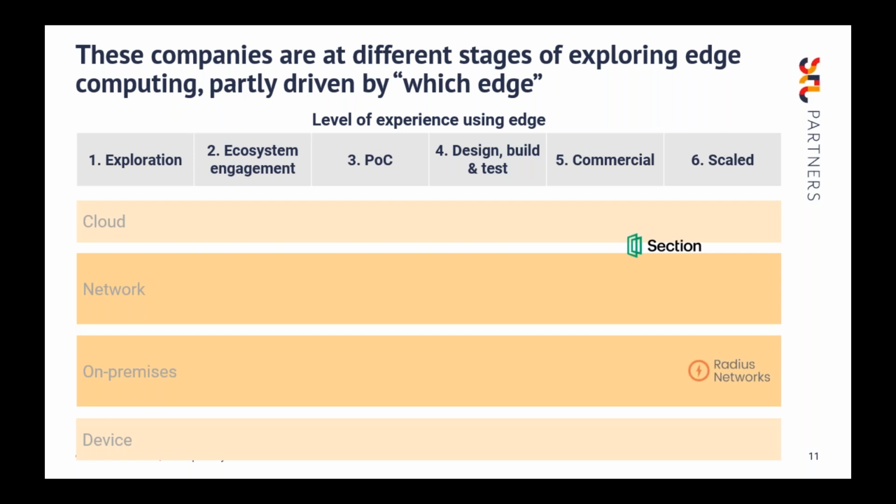From the companies we looked at, the two who are probably most advanced are Radius Networks and Section, and that's partly because most of the others are looking at the network edge, which is obviously in its infancy. What's interesting about Section is that one of their key propositions is providing developers with lots of different options for where they want to deploy their workloads. Currently, I would say most of the locations they can offer sit somewhere between the cloud and the network, in maybe traditional locations where you would find CDN.